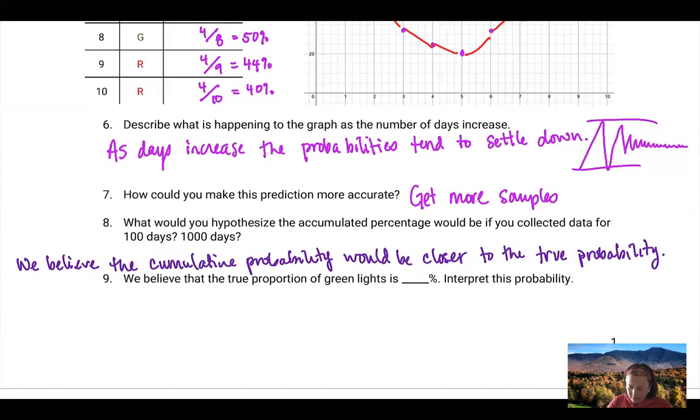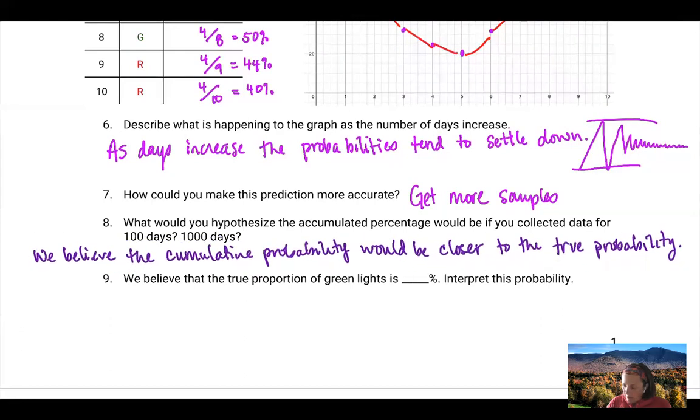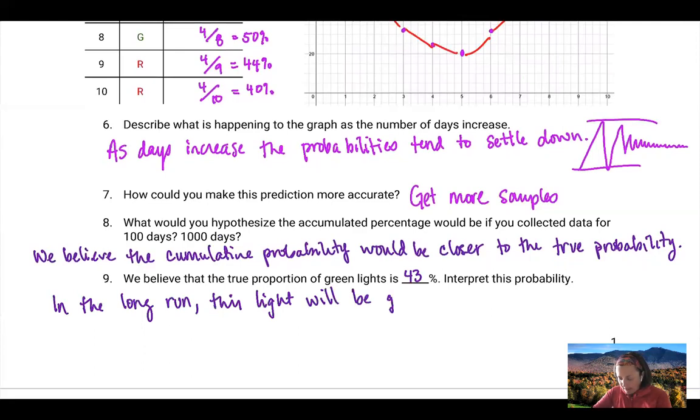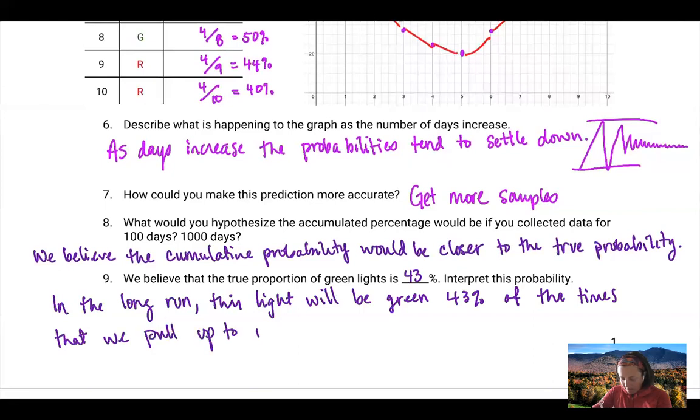So let's say we do that. Let's say we do it 10,000 times and we get the cumulative probability is around, let's say, 43%. Interpret this probability. What that means is not that there's a 43% chance that every time we get to the light, it's going to be green. What this means is we believe that in the long run, this light will be green 43% of the times that we pull up to it over many trials.